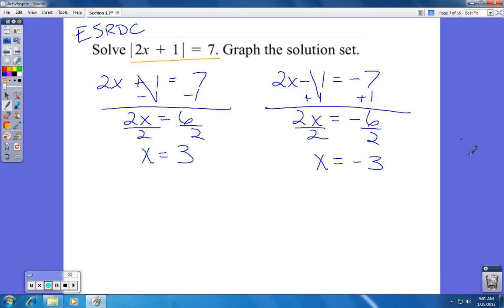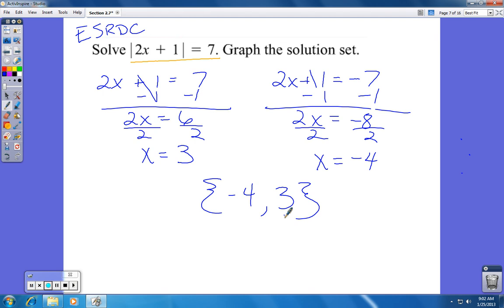Oops, I'm sorry, I copied the problem wrong. It should be 2x plus 1, so we're going to subtract 1 here instead of adding 1, so that's going to change and give us a negative 8. And then negative 8 divided by 2 gives us a value of negative 4. So what that means is our two solutions here give a solution set of negative 4, 3, as our final answers.